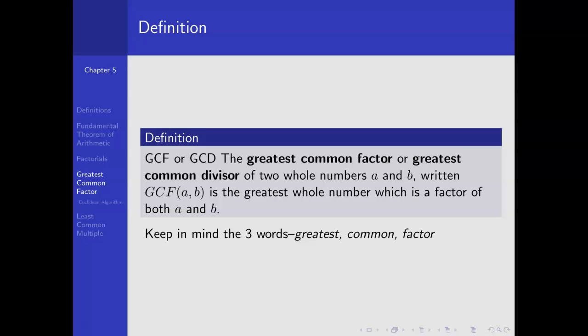So when we're talking about a greatest common factor of two whole numbers A and B, we are looking for factors of A and B. We are looking for common factors, so they're factors of both A and B. And then greatest: we want the largest common factor. It's really easy to lose track of that when we say GCF or greatest common factor, because it starts to blend together and sound like one term. But if you keep that in mind, it's helpful for keeping track of what we're trying to do when we find a greatest common factor of two numbers.